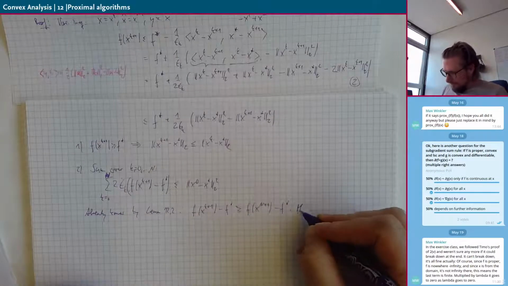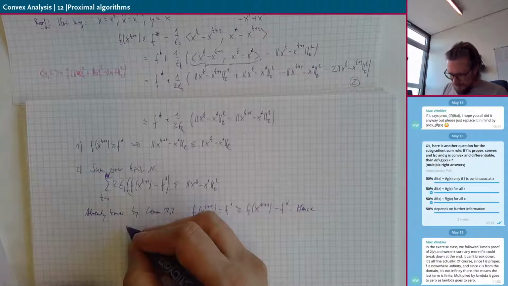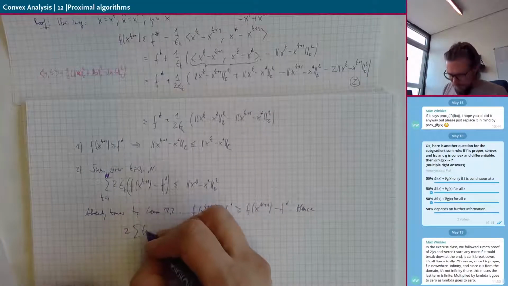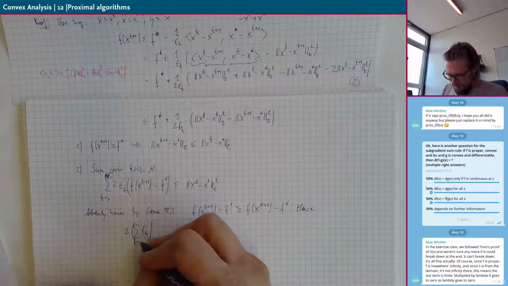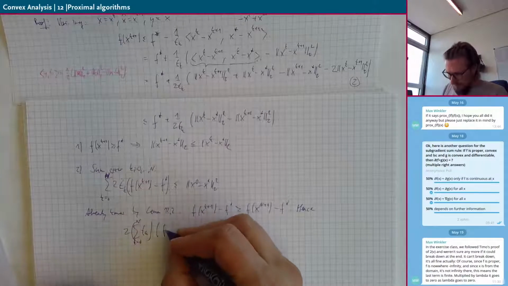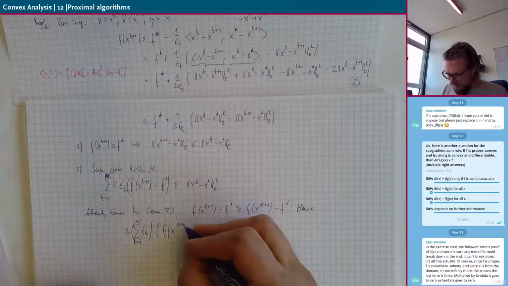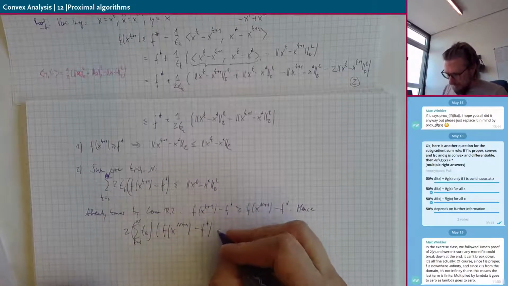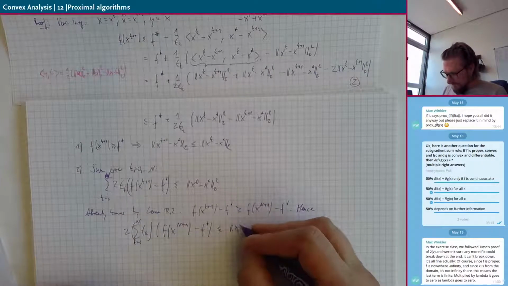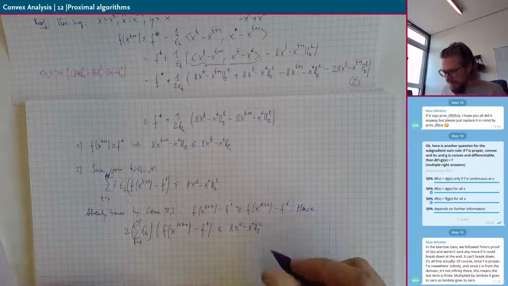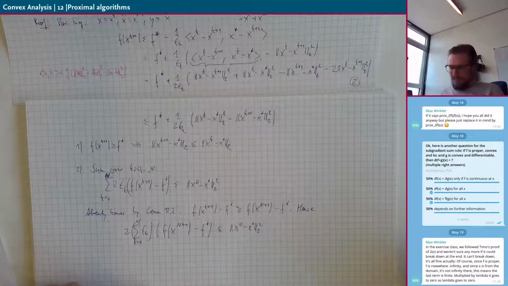And hence, what we can get here is that we have 2 times the sum over the t_k's from 0 to N times f at the last iterate is smaller equal the norm of x_0 minus x star squared. Dividing by this proves the claim. So this is now nice.